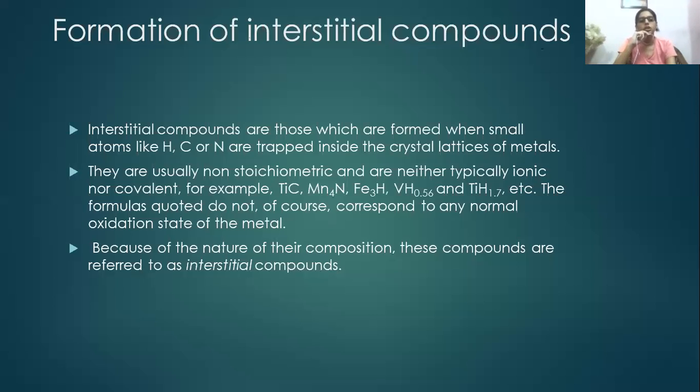Formation of interstitial compounds. Interstitial compounds are those which are formed when small atoms like hydrogen, carbon, or nitrogen are trapped inside the crystal lattice of a metal. They are usually non-stoichiometric and neither typically ionic nor covalent. For example, TiC, Mn4N, Fe3H, VH0.56, and TiH1.7, etc. These formulas quoted do not, of course, correspond with any normal oxidation states of the metal. Because of the nature of their composition, these compounds are referred to as interstitial compounds. Next.